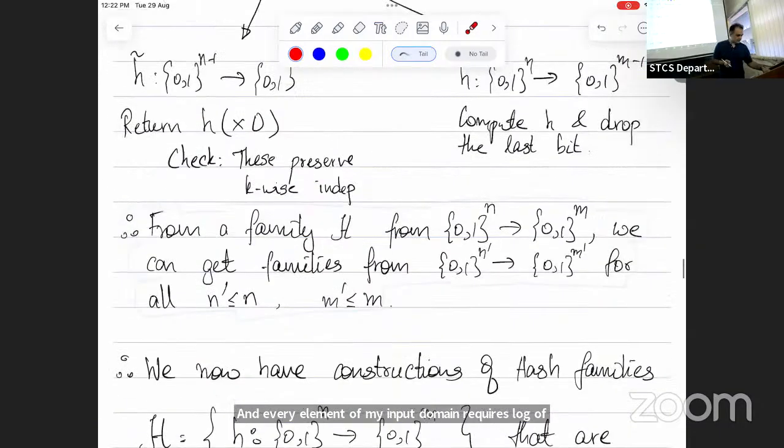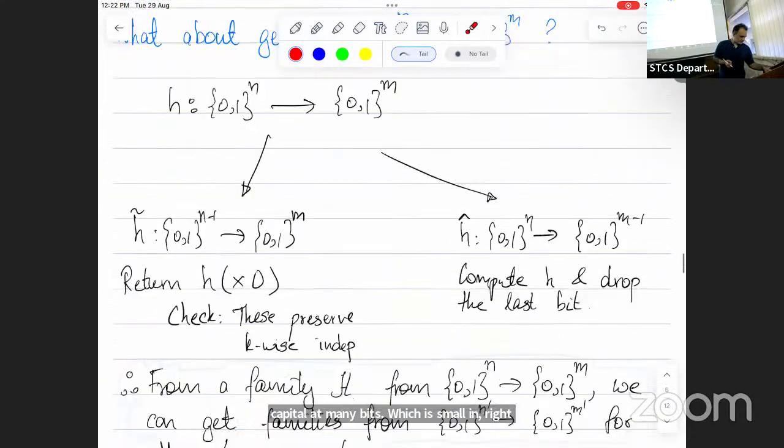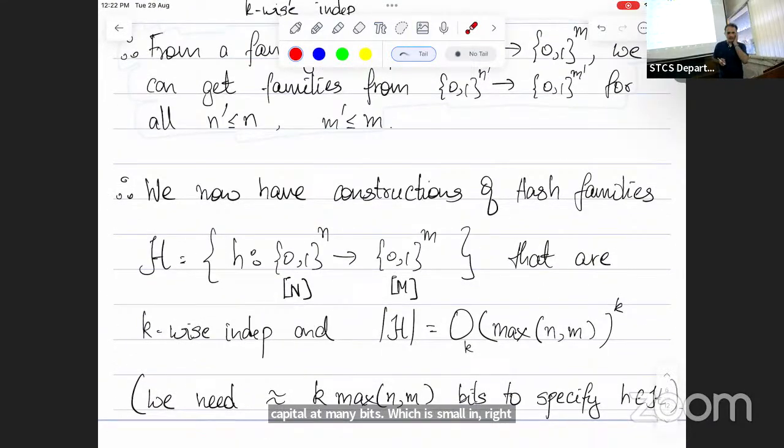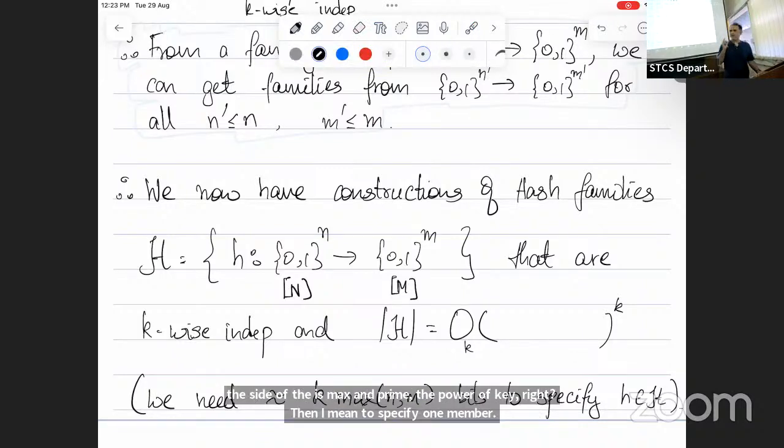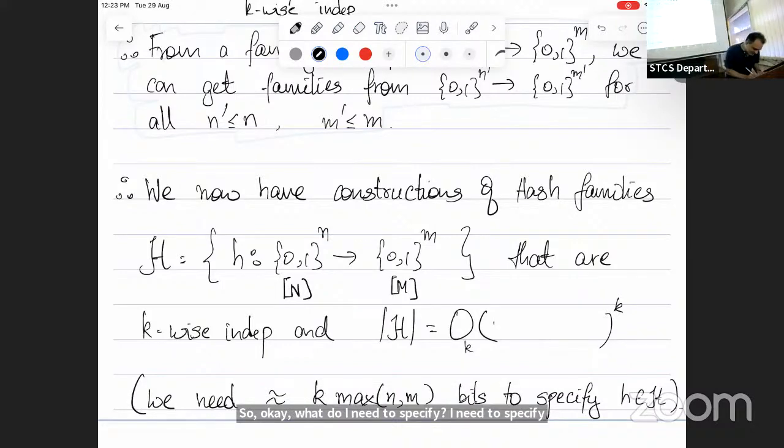No, okay, I'm also not confused. So go down. The hash family. The total number of functions that you have is of size what you wrote there, right? The size of the family is max n comma m to the power k. Then to specify one member of the family, oh, sorry, no. I seem to have made a mistake here. So what do I need to specify? I need to specify k elements of the larger field. So I should basically have written max of capital N comma small n to the power k. Yeah, thanks a lot for pointing this out.